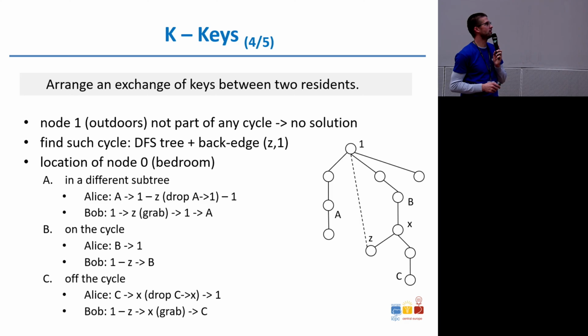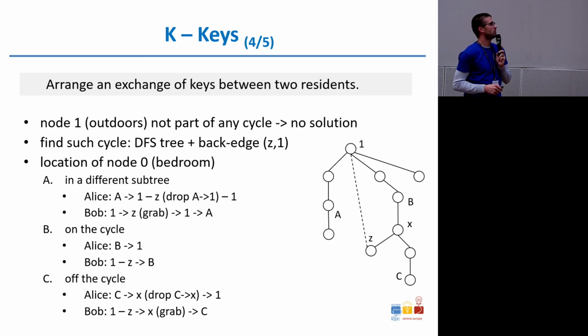Let's consider the second one. So what happens if we start somewhere on the cycle? Well, this one's simple. No need to grab or drop any keys. Simply use the other side of the cycle. So Alice could go from B to 1, whereas Bob could jump from 1 to Z and then take the other part of the cycle to get to the bedroom.